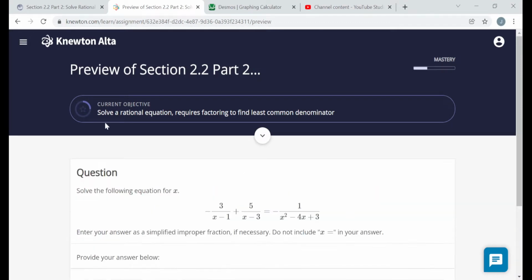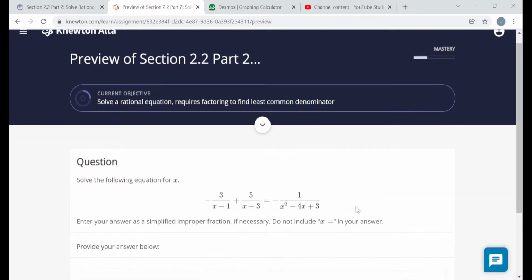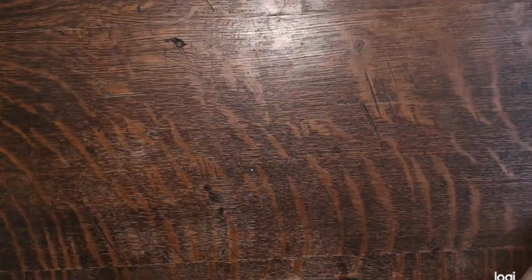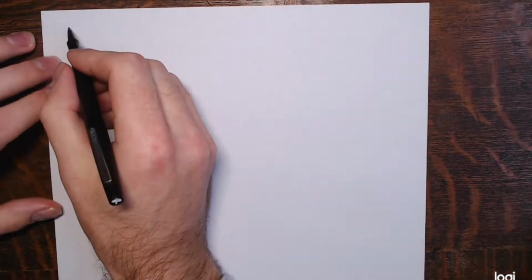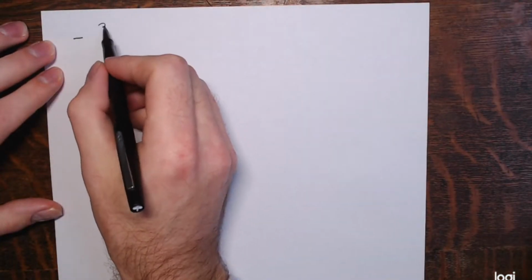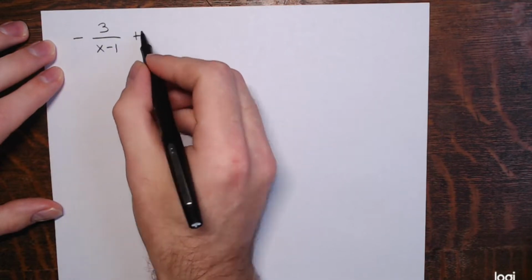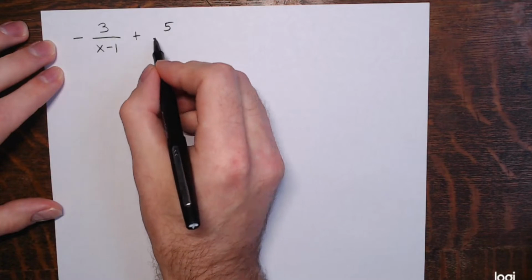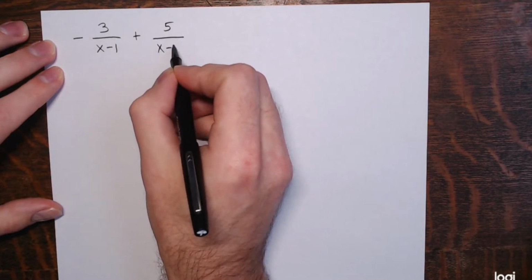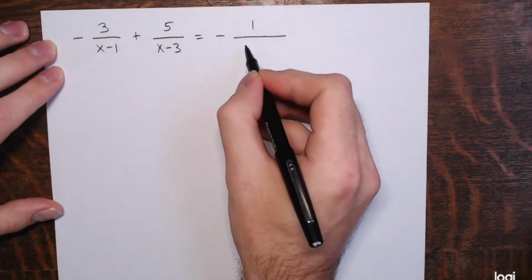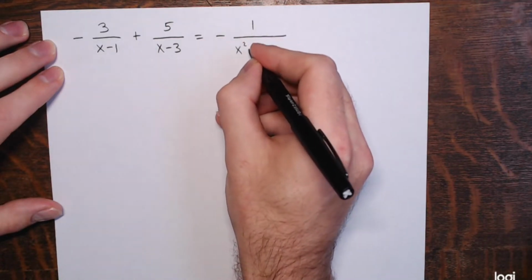All right, so we're still in this objective. I'll write this out and do the same thing as the last example. So we have negative and then the fraction 3 over x minus 1 plus 5 over x minus 3 equals negative and then the fraction 1. So negative 1 over x squared minus 4x plus 3.